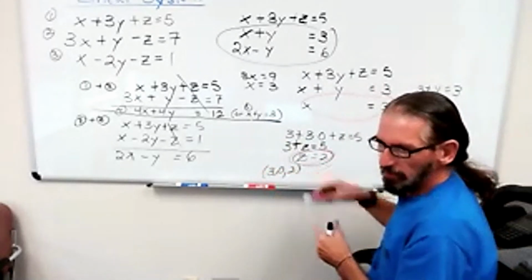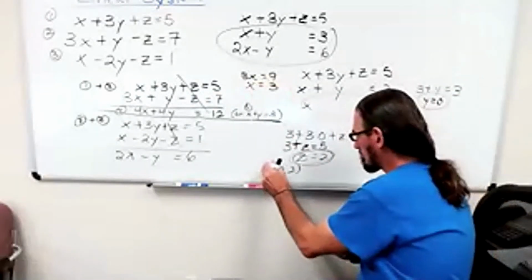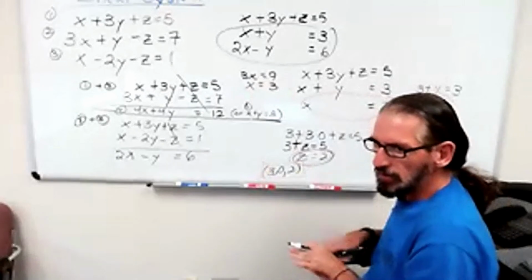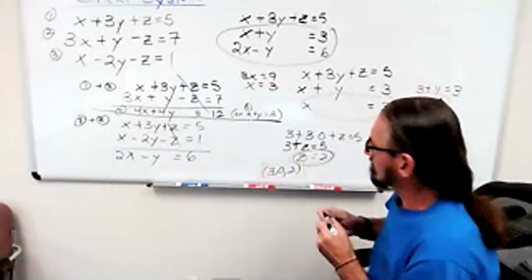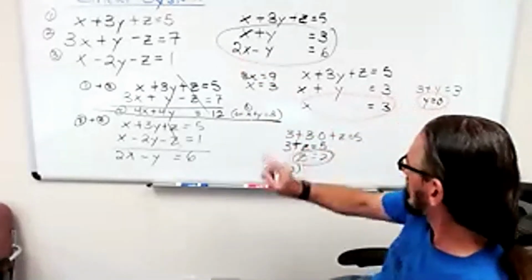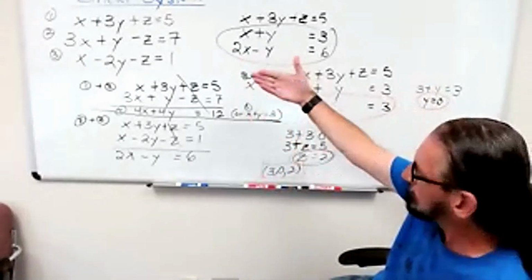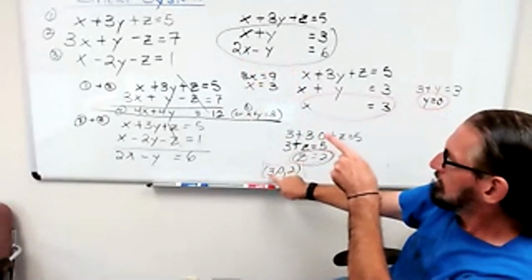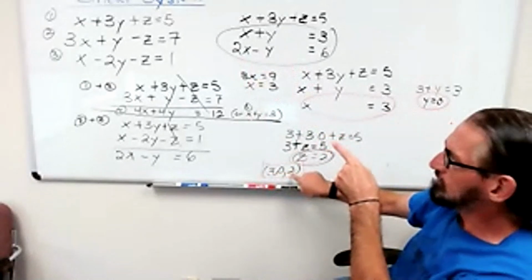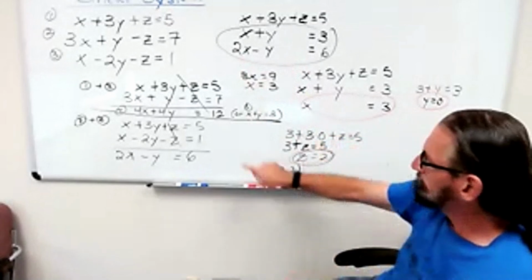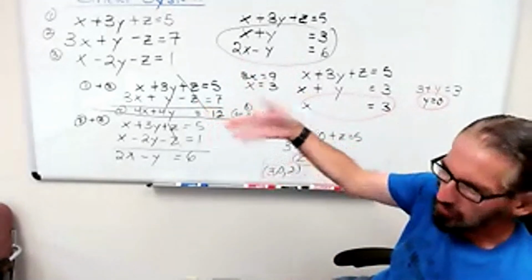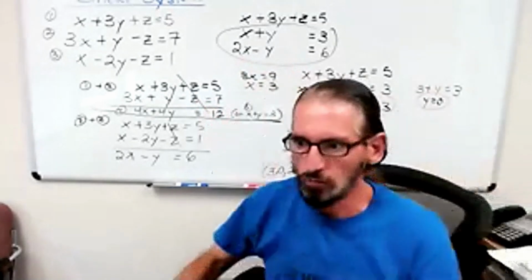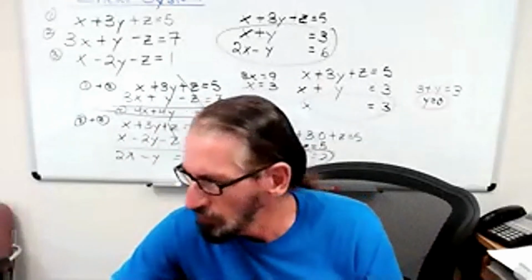You can plug those back into the original 3 by 3. I neglected to talk about that in my first example, but you'd have 3 plus 0 plus 2 is 5. Yes. Doing the multiplication, 9 plus 0 is still 9. Minus 2, that is 7. 3 minus 2 times 0, 3. Minus 2 is 1. So the ordered triple 3, 0, 2 does check.